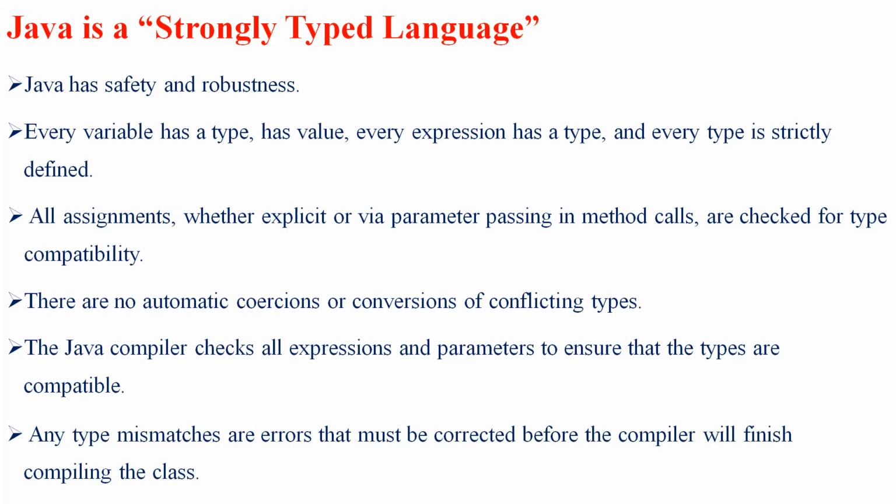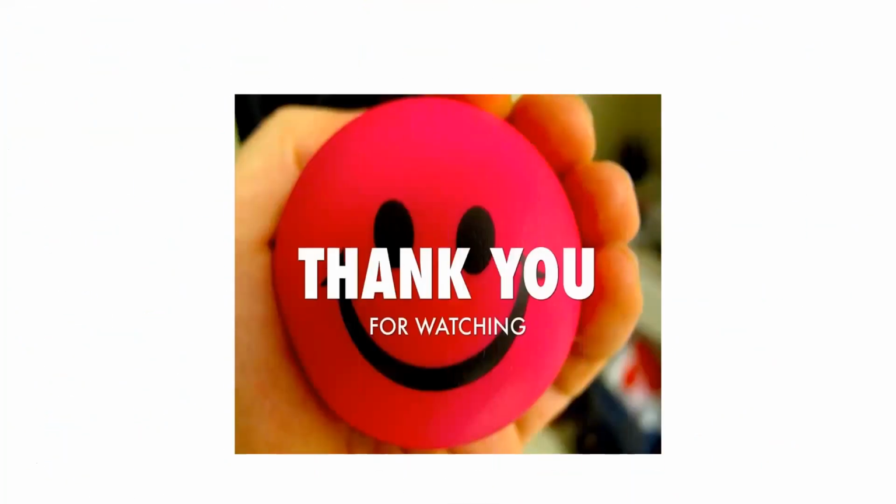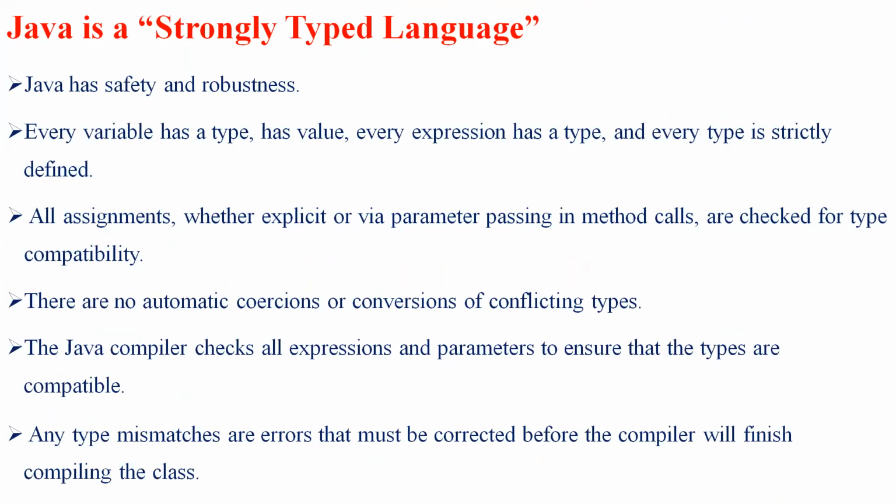The major reason why we call Java strongly typed is that if any type mismatch occurs in a Java program, it will lead to errors. These errors must be corrected before compiling the particular class. So whenever any data type has an error, those errors must be corrected on or before the compilation of a particular class. So this is the reason why we call Java a strongly typed language.